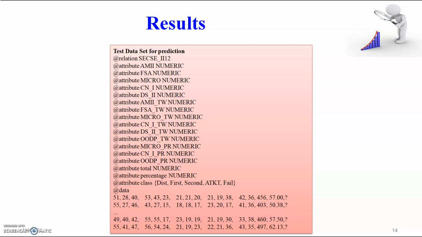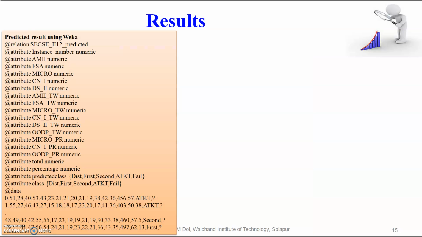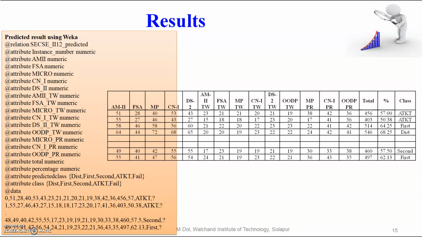Here on the slide, the ARFF file for the test dataset is shown. Here, the ARFF file for the predicted result using WEKA is shown. This table shows the real data of the semester 2 result of the second year computer science and engineering students. As we can see from both of these, the predicted result is matched with the real data.